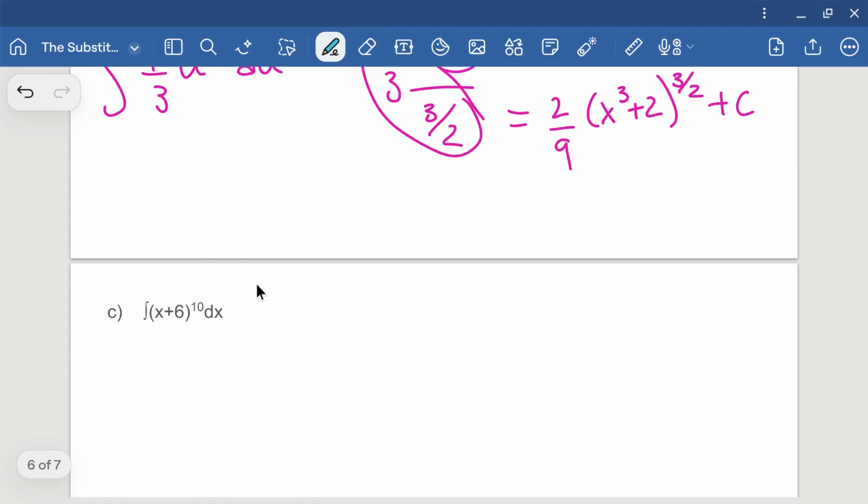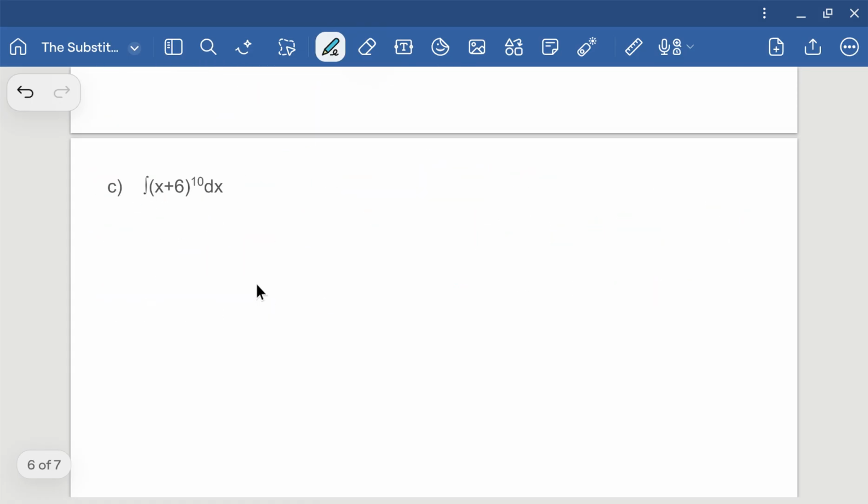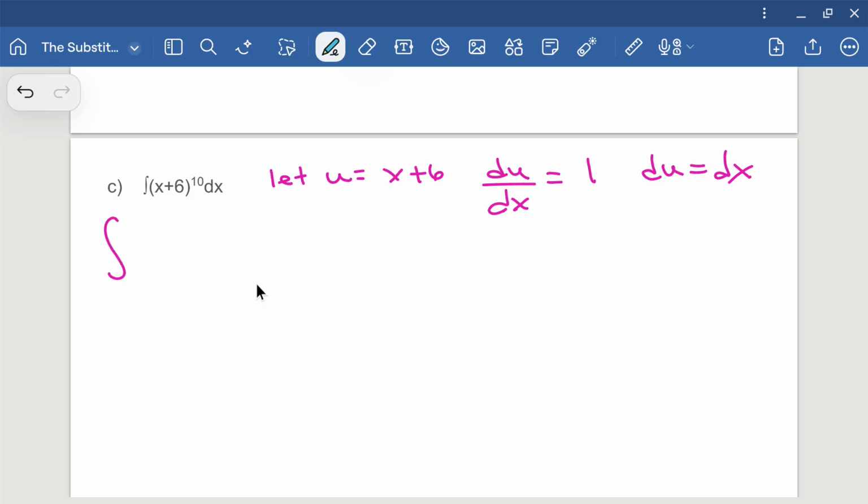So there is one more here we can take a look at, and same idea, it just saves you time if we let u equal the inside. So x plus 6, take that derivative, du over dx equals 1. So when we take a look and isolate dx, du equals dx. Now, you have u to the power of 10 times du, because du equals dx.